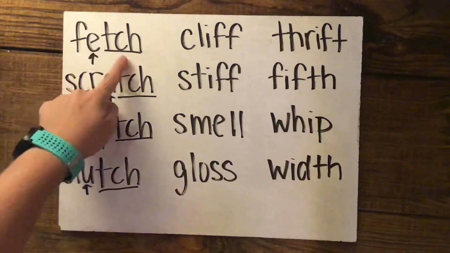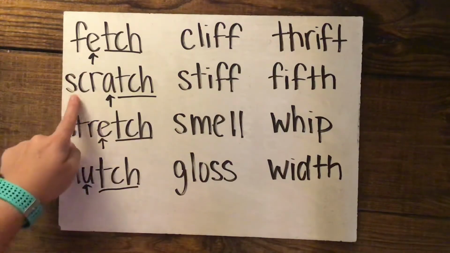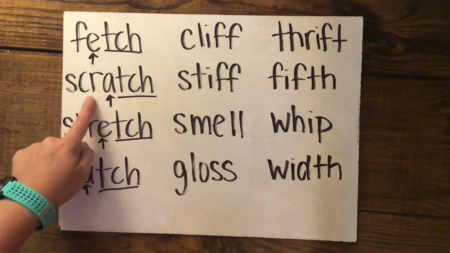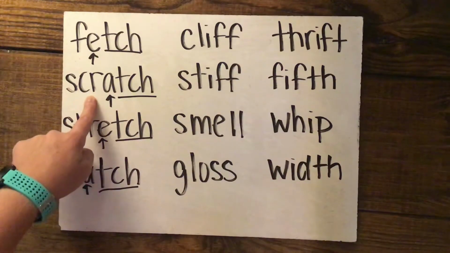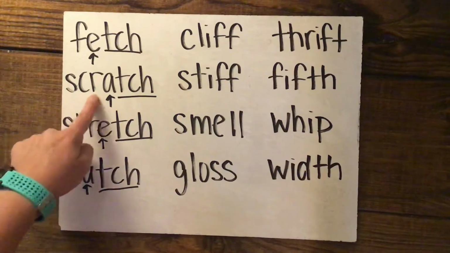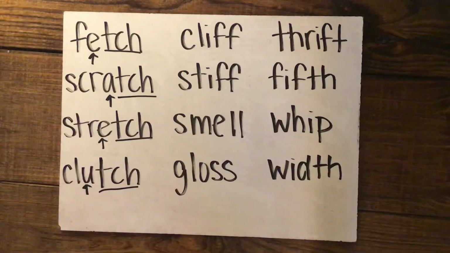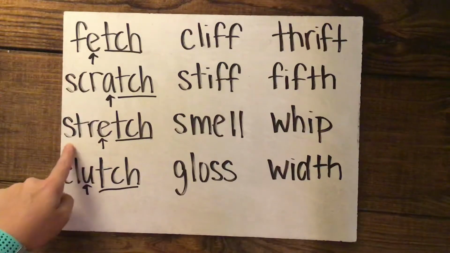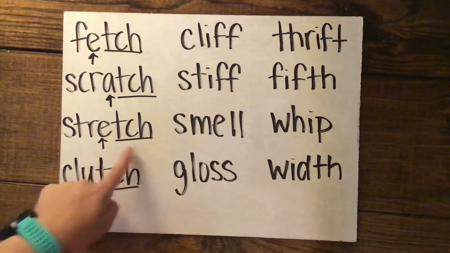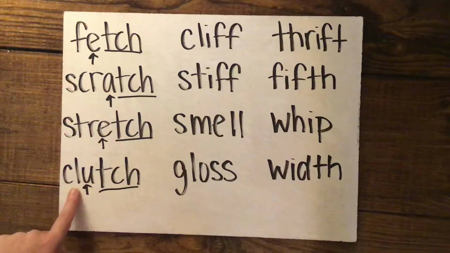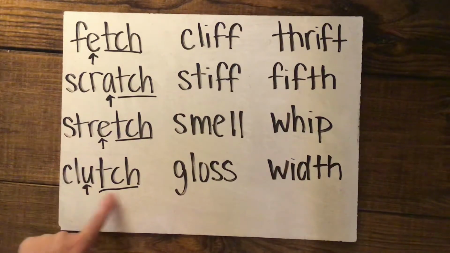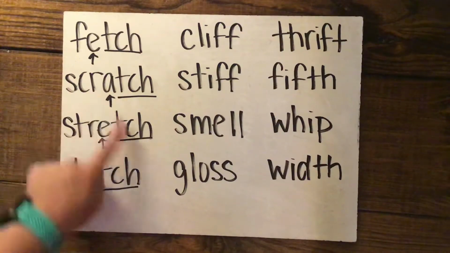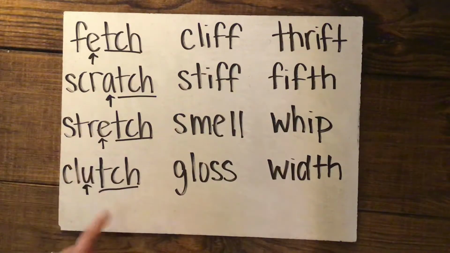F, etch, fetch. Skr, atch, scratch. This might be kind of hard to blend. It makes the skr sound, the 3 consonant blend right here. Skr, atch, scratch. I see a 3 consonant blend here. Str, etch, stretch. And then a 2 blend is cl, atch, clutch. So we have fetch, scratch, stretch, and clutch.